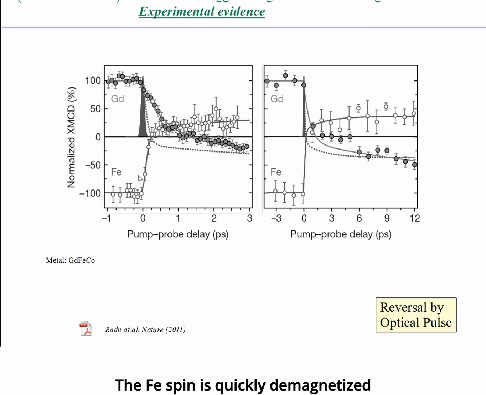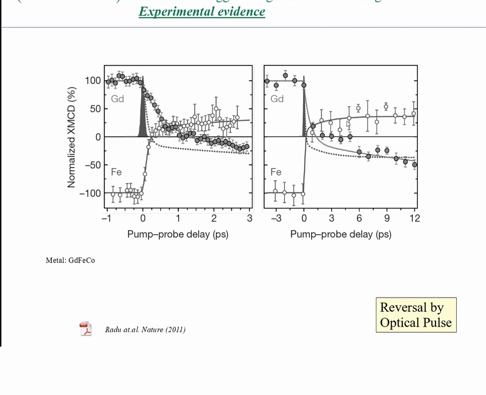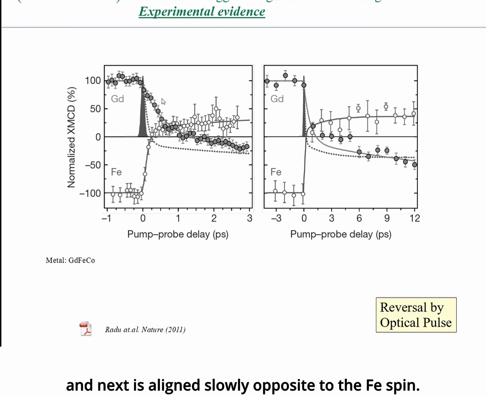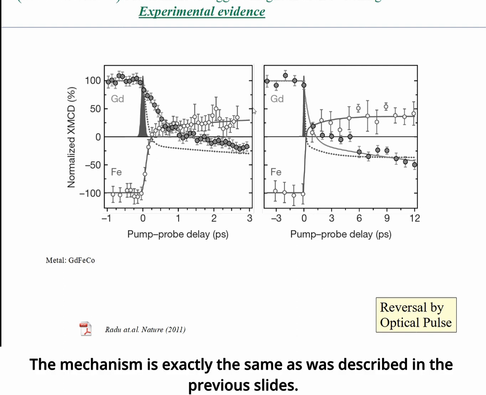The iron spin is quickly demagnetized and next is aligned along the magnetic field of the gadolinium spin. The gadolinium spin is demagnetized only a little and next is aligned slowly opposite to the iron spin. The mechanism is exactly the same as was described in the previous slides.